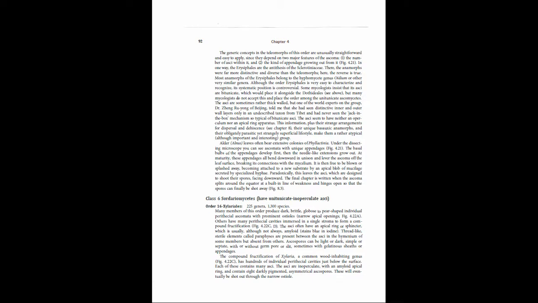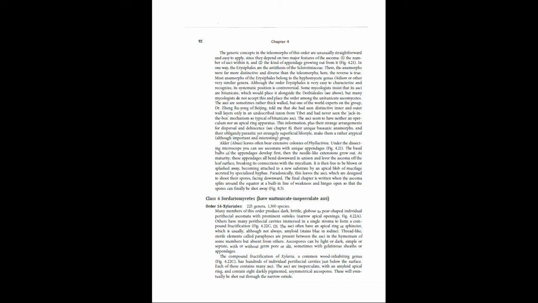Although the order Erysiphales is very easy to characterize and recognize, its systematic position is controversial. Some mycologists insist that its asci are bitunicate, which would place it alongside the Dothideales, see above, but many mycologists do not accept this and place the order among the unitunicate Ascomycetes.